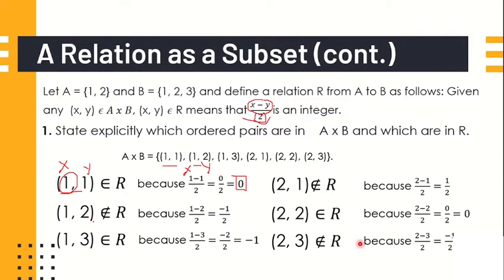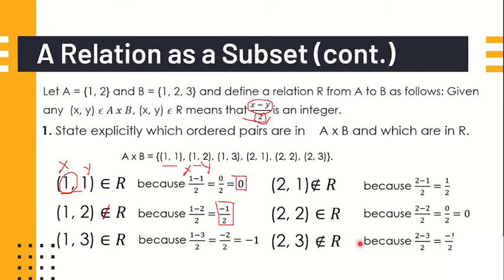Then 1 and 2 is not an element of R. Because, let's take it: our x is 1, and our y is 2. So 1 minus 2, negative 1 over 2, so negative 1 half. Is negative 1 half an integer or not? No, sir. Integers only involve negatives and whole numbers, not fractions or decimals. So it is not an element of the relation, because the box is integer.